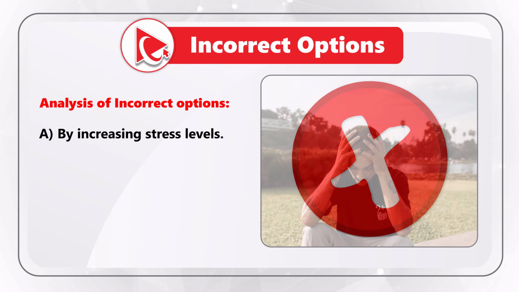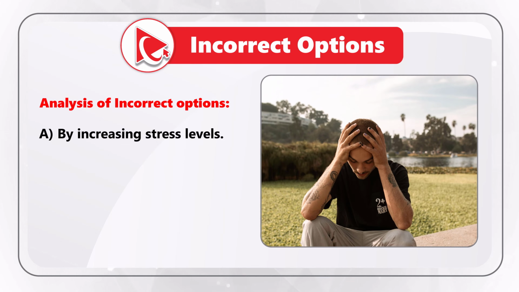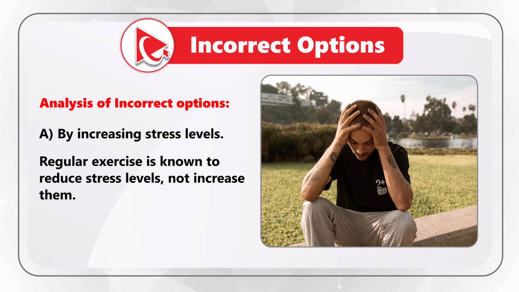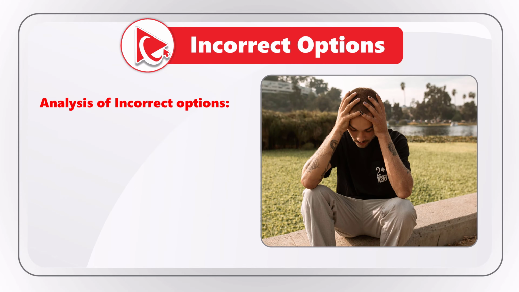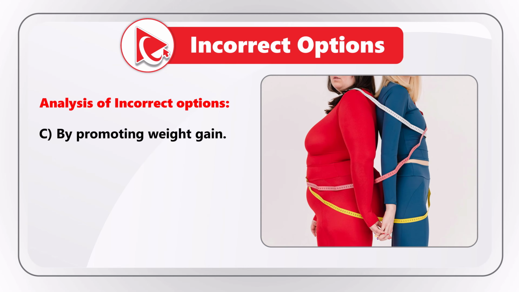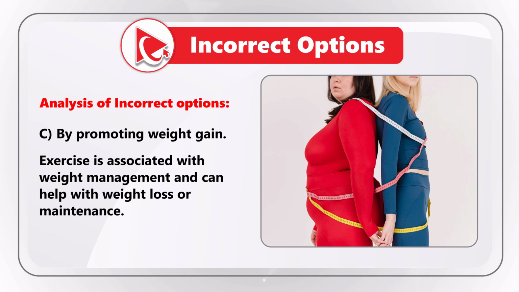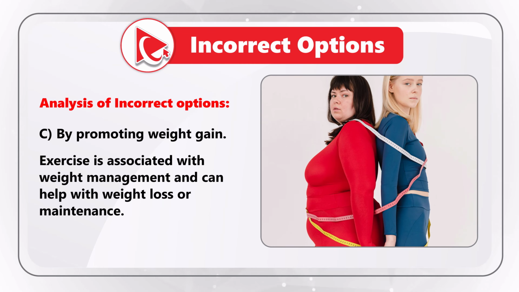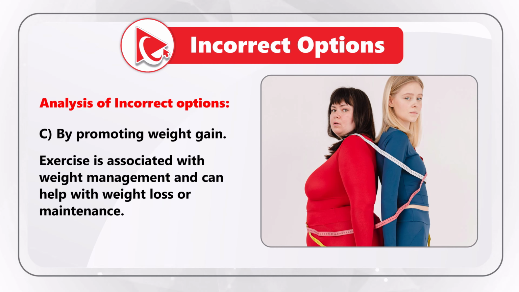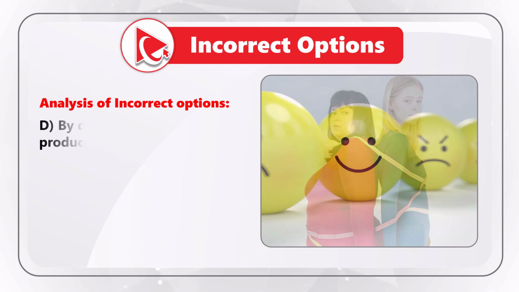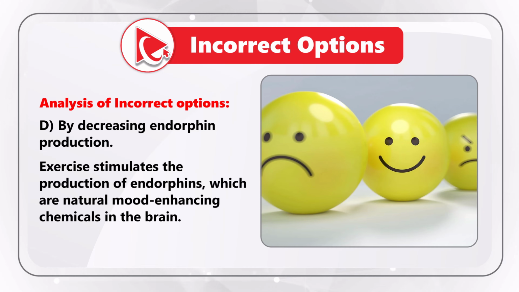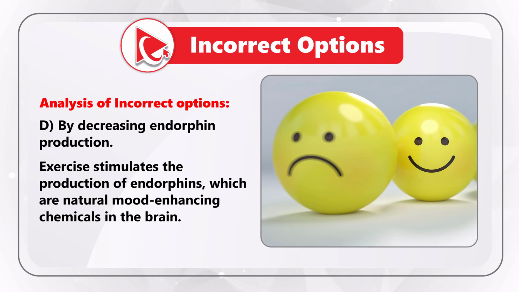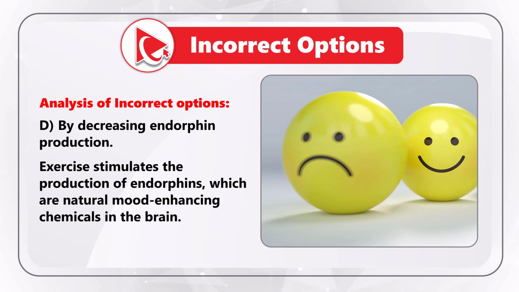Choice A, by increasing stress levels. In fact, regular exercise is known to reduce stress levels, not to increase them. Choice C is also incorrect, by promoting weight gains. Exercise, in fact, is associated with weight management and can help with weight loss or weight maintenance. And choice D is also incorrect, by decreasing endorphin production. Exercise stimulates the production of endorphins, which are natural mood-enhancing chemicals in the brain.